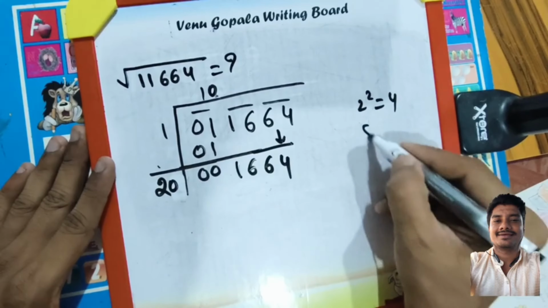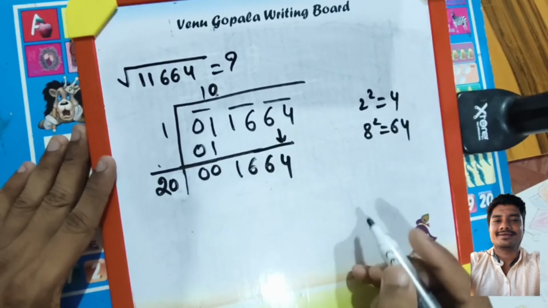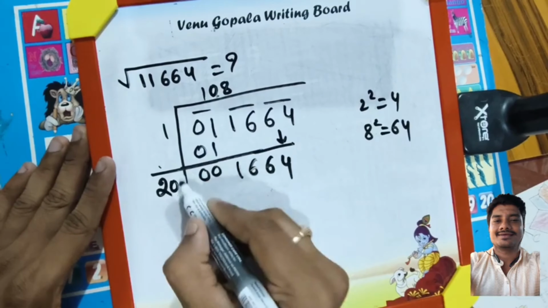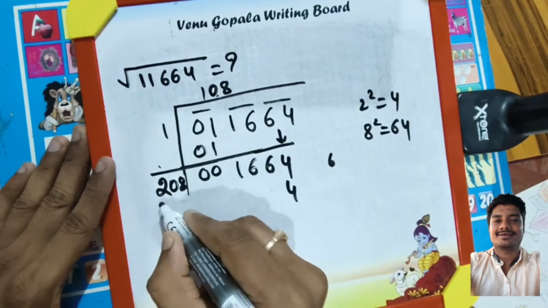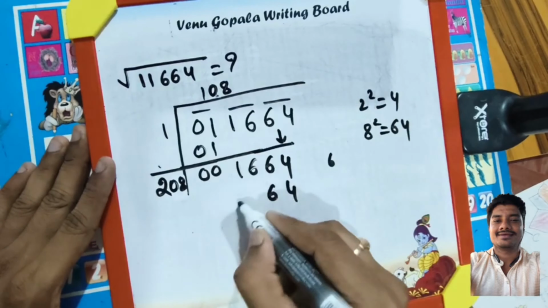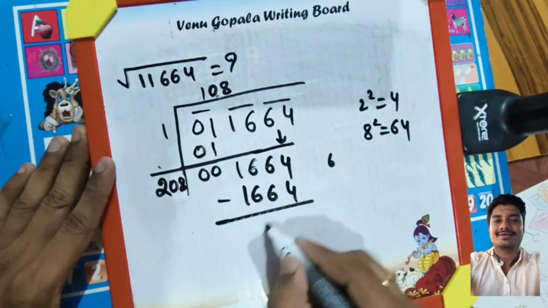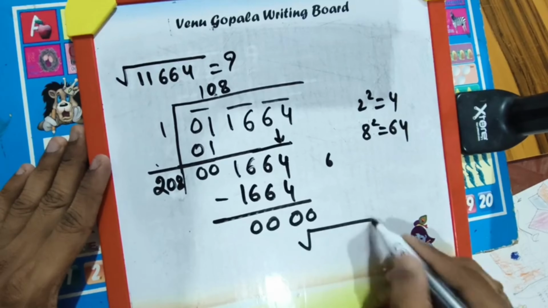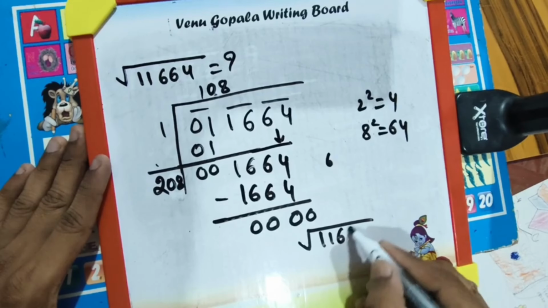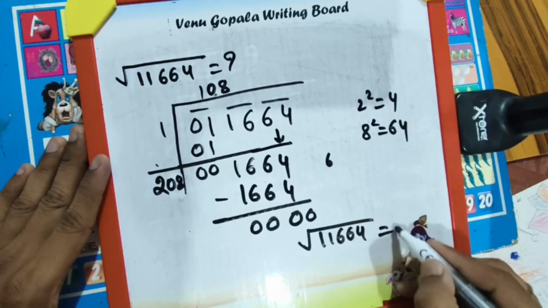2 square is 4, 8 square is 64. Let us try with 8. 8 8s are 64. Carry 6. 8 into 0 is 0, 0 plus 6 is 6. 8 2s are 16. 1664 minus 1664, the remainder is 0. Therefore the square root of 11,664 is equal to 108.